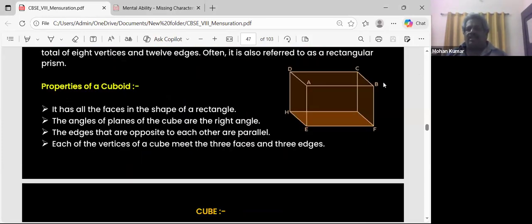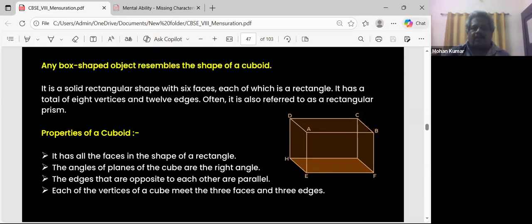Now, in a cuboid, what are the particularities of a cuboid? It is a solid rectangular shape with 6 faces. The room in which you are sitting has two opposite sides, one at your back and one in front, both sides, and top and bottom. This is what we have. So we have a total of 6 sides, and we have 8 corners, that is 8 vertices, and we have 12 edges.